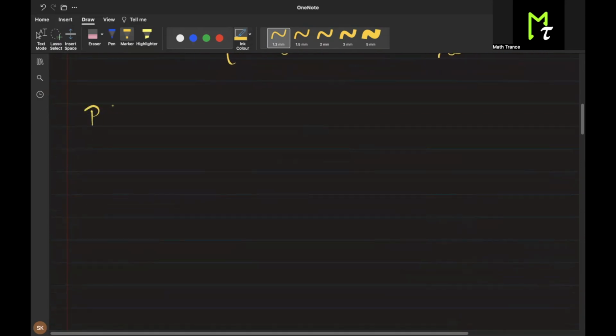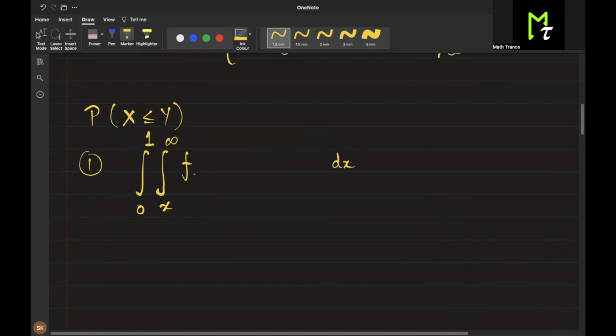Okay. So now, moving on. We need the probability such that x is less than or equal to y. So the first way to solve it is we put the integrals. Our x is going from 0 to 1. So let us put a dx here. And then y is going from x till infinity. Here we'll put fxy. And then we'll integrate with respect to dx and dy.